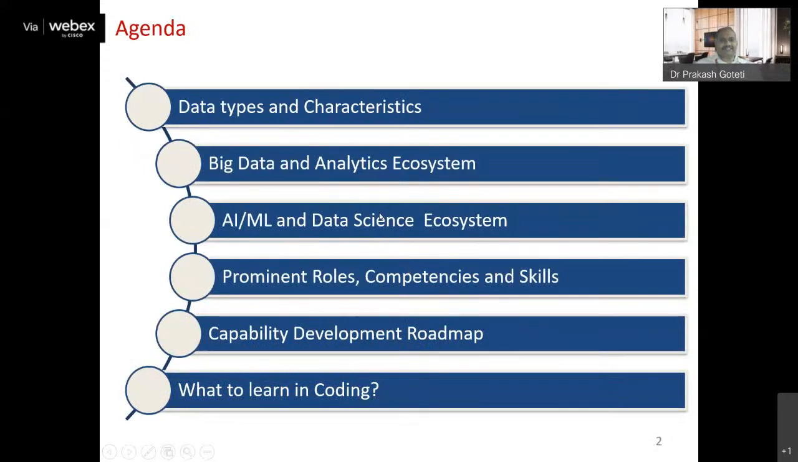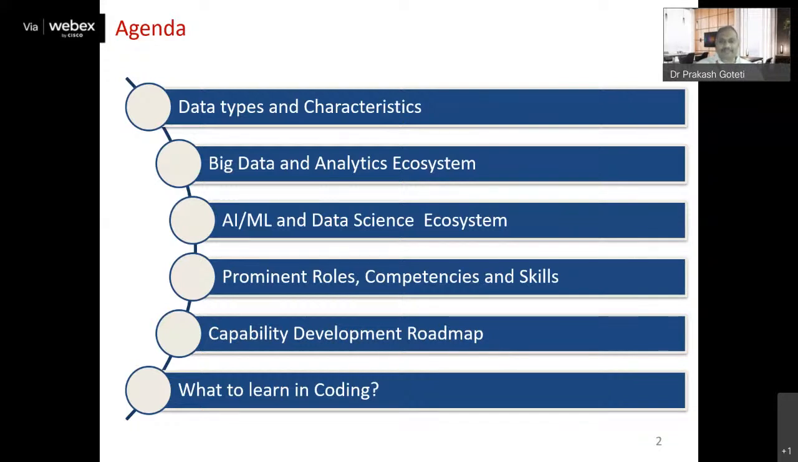I will be discussing initially, for a couple of minutes, data types and characteristics of data. After that, I will touch upon the big data and analytics ecosystem. After that, we'll look into the AI/ML and data science ecosystem. After that, considering all these areas, we'll focus on prominent roles in this space, along with key competencies and the skills that one can acquire to be successful and to get opportunities in this area, right?